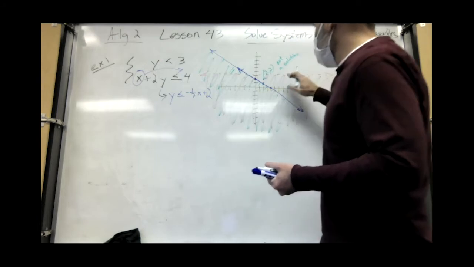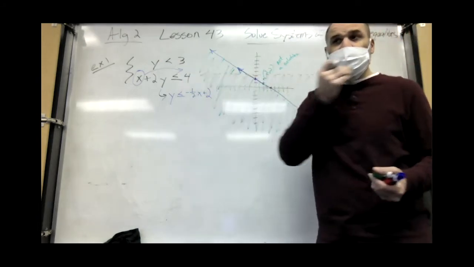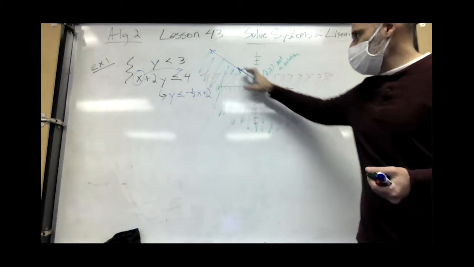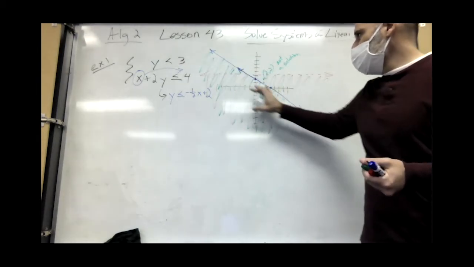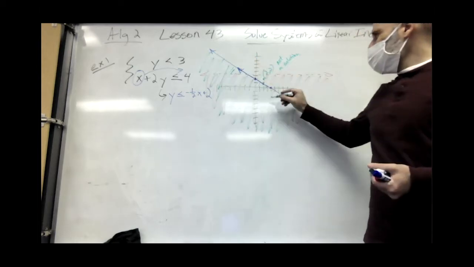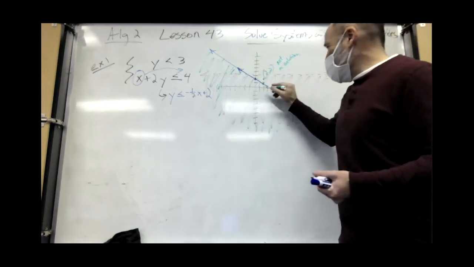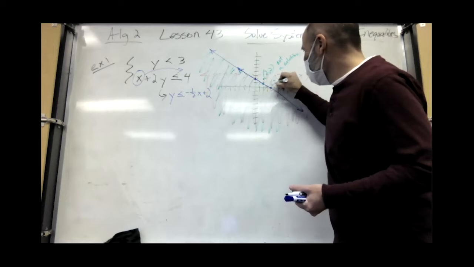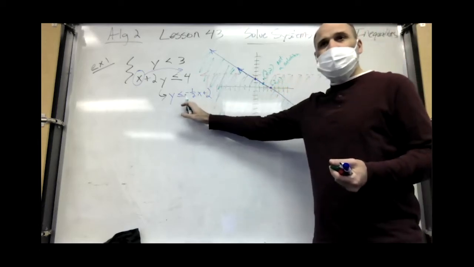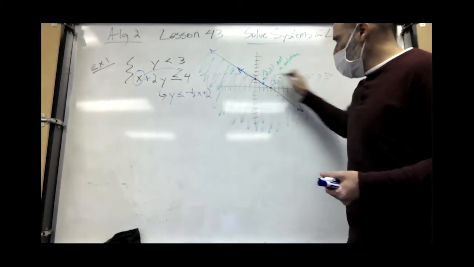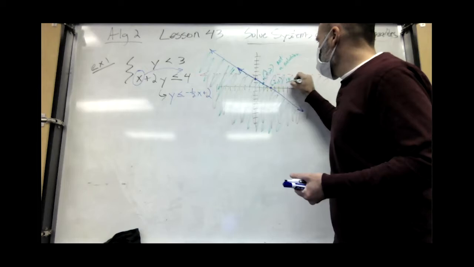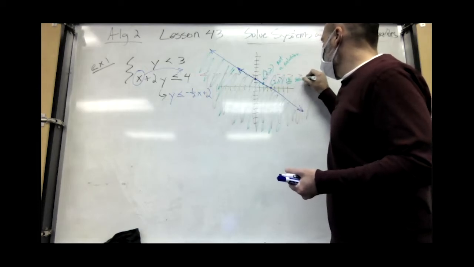It's a solution to y is less than 3, but it's not a solution to y is less than or equal to negative 1/2 x plus 2, because it's not below that blue line. So 2, 1 is, because it's on the line, because it can be less than or equal to that line, and it's less than y equals 3. So 2, 1 is a solution.